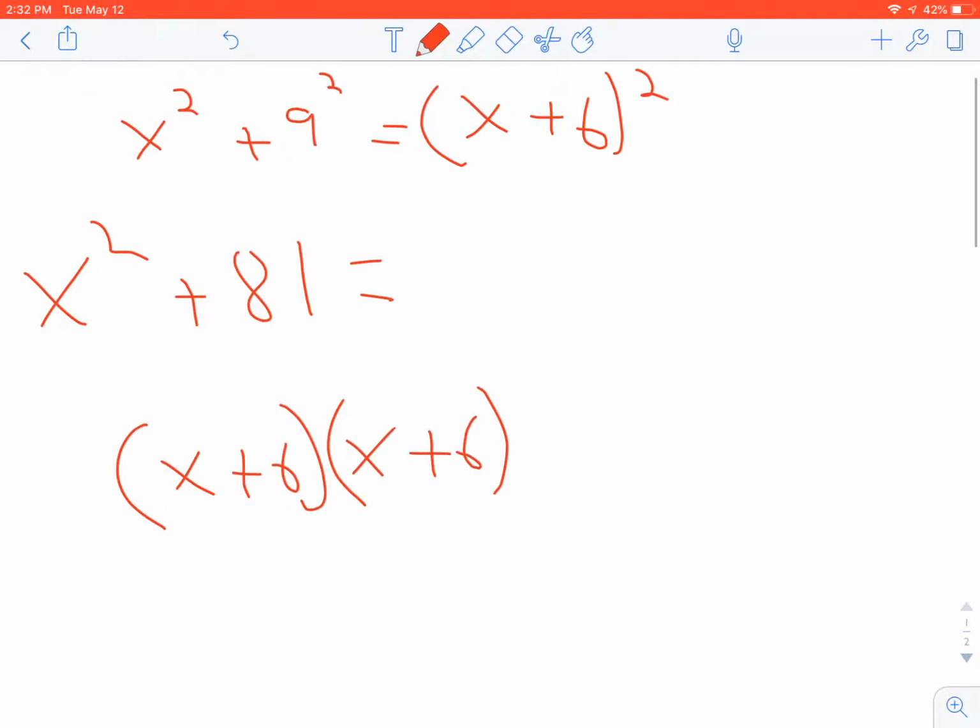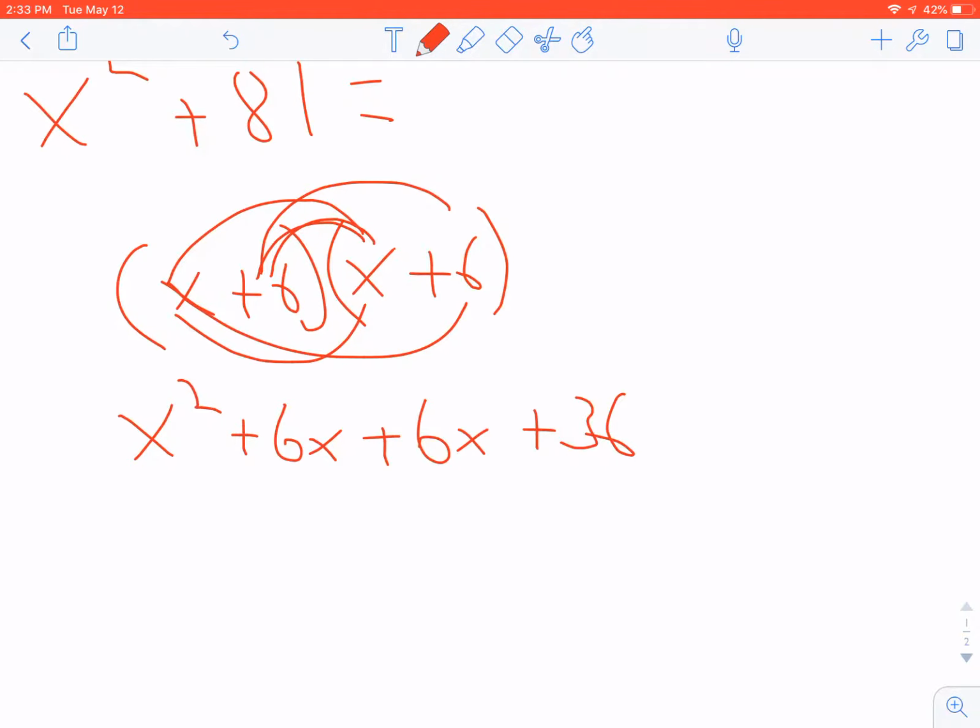First gives you x squared. Outer would give you 6x. Inner would be, again, 6x, and then last would be 36. So x times x is x squared, 6 times x is 6x, 6 times x is 6x, and 6 times 6 gives you 36. Combine your like terms: 6x and 6x give you 12x plus 36. So that's how you FOIL when you have to square the hypotenuse.